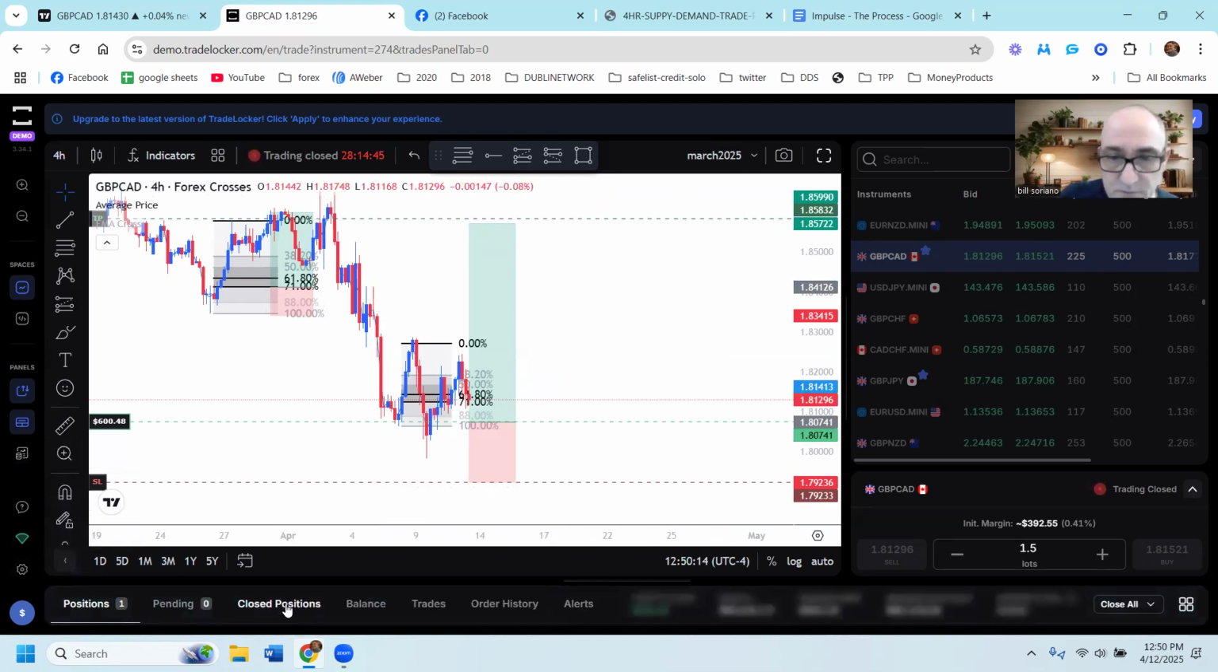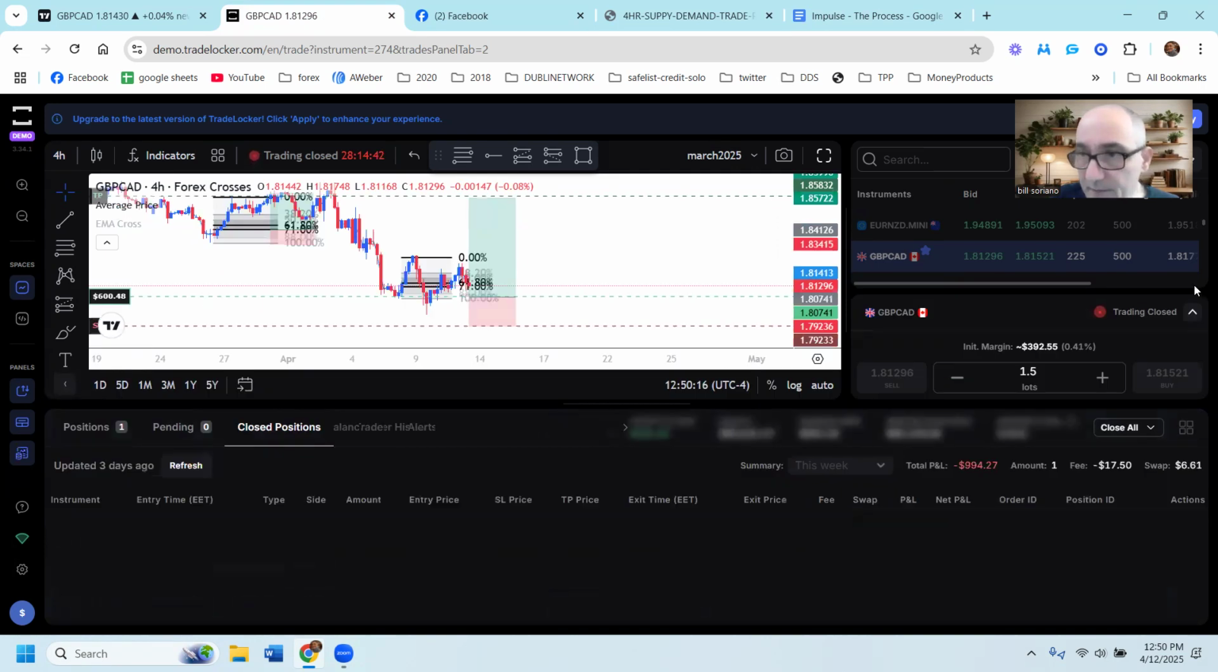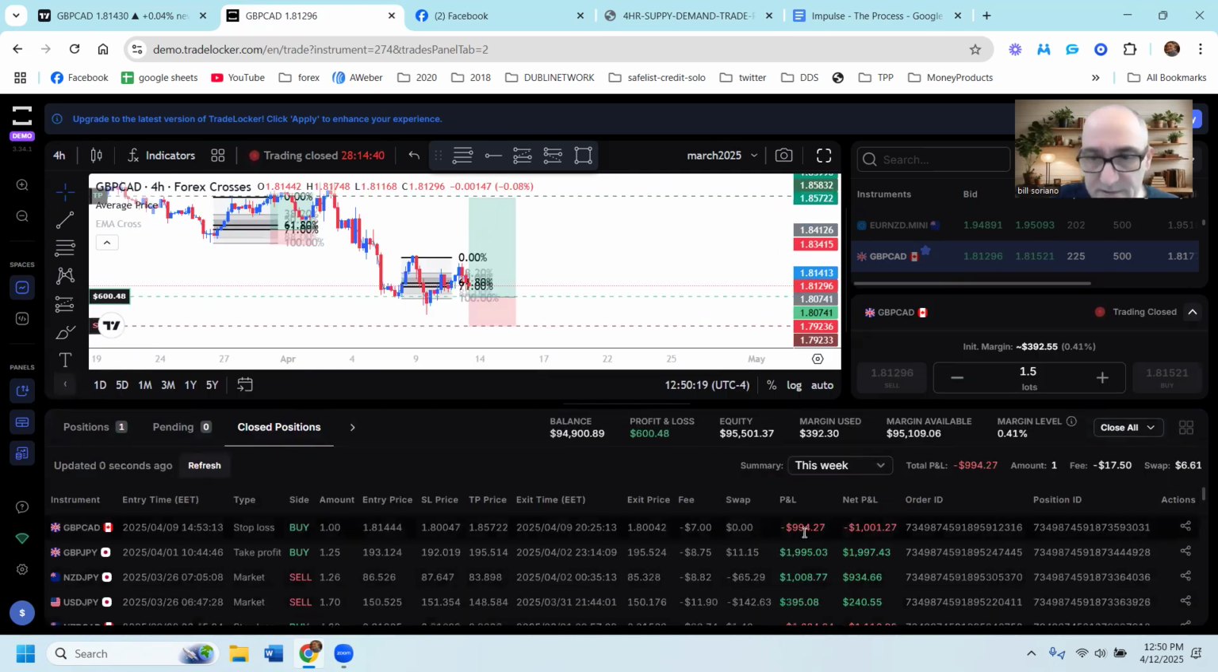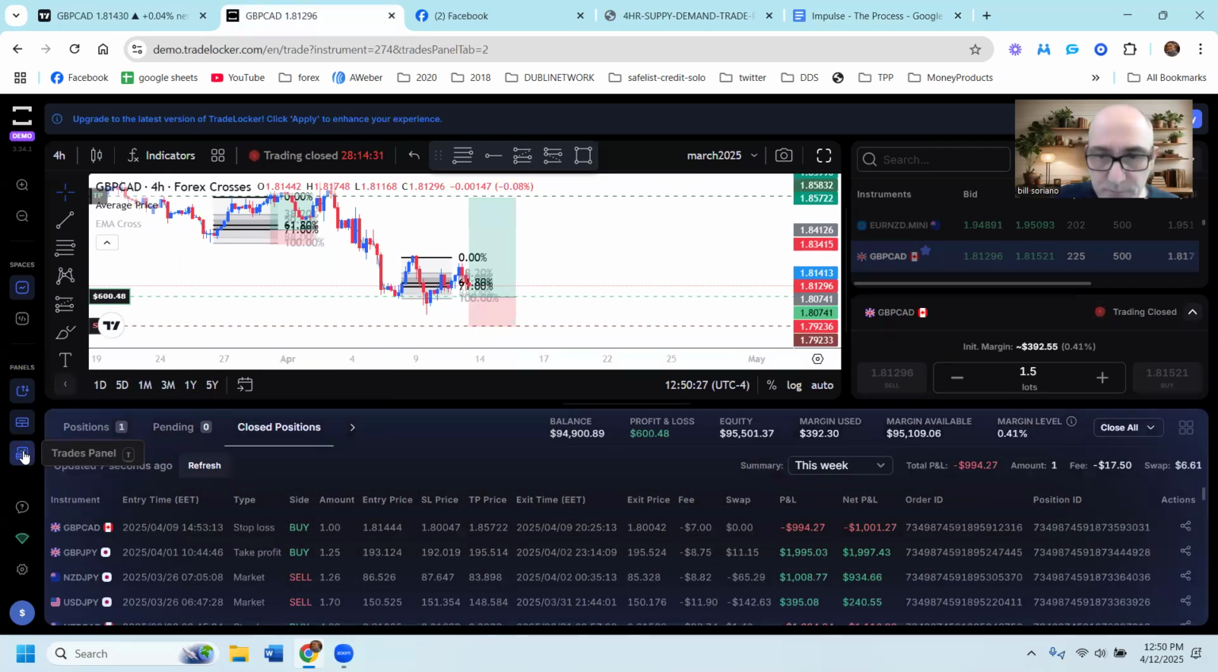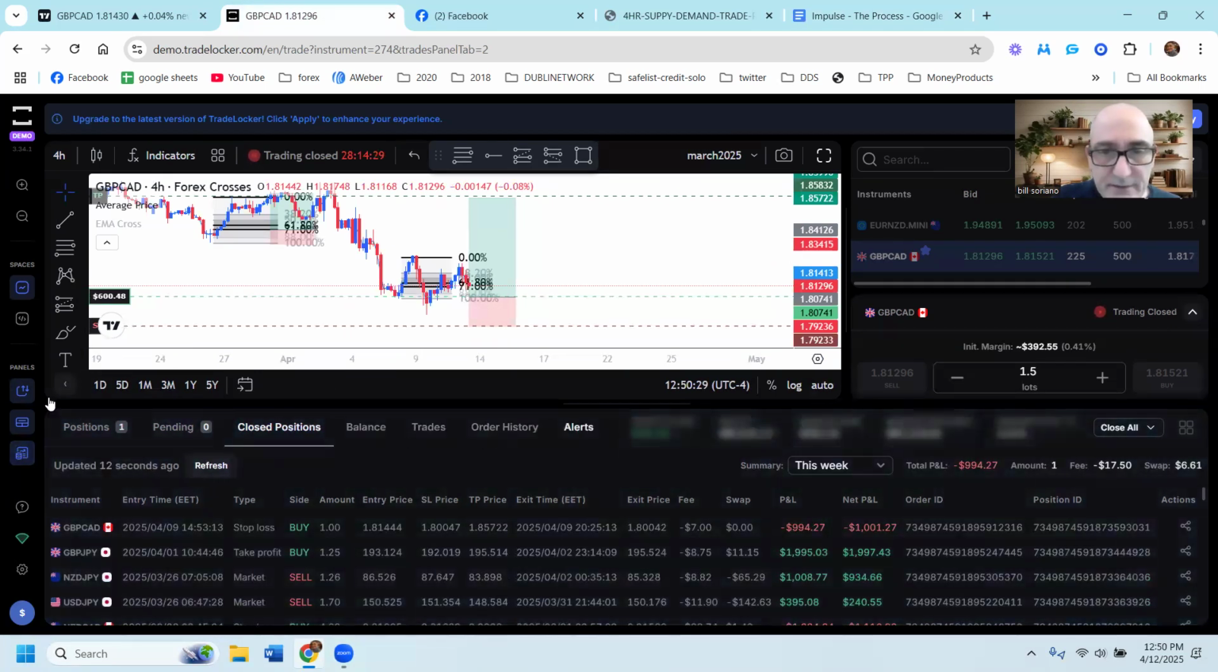Let's just look here. Closed positions for the week. That position right here, we lost $994 on the demo account. That's because this is a $100,000 demo account, so we're risking 1% of our capital per trade. And currently, we did get back in the trade. You could see here that we're up $600, and we are holding this trade over the weekend.